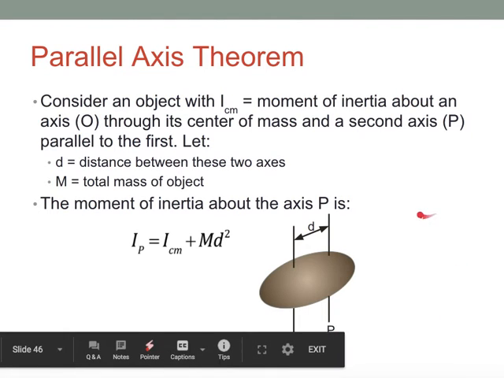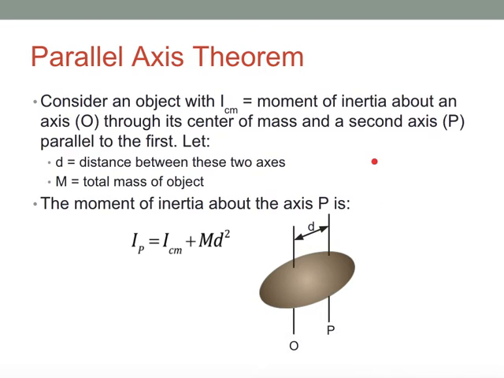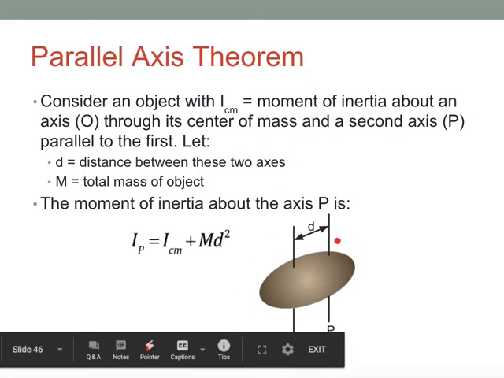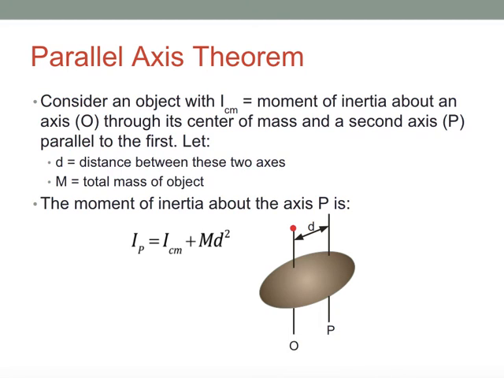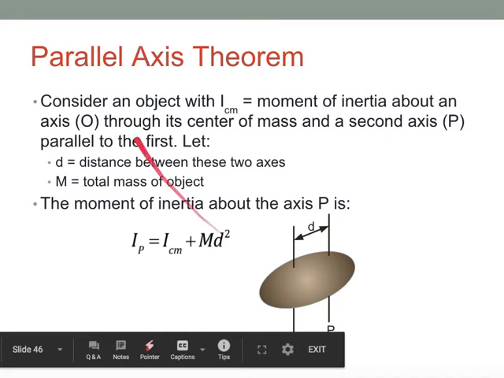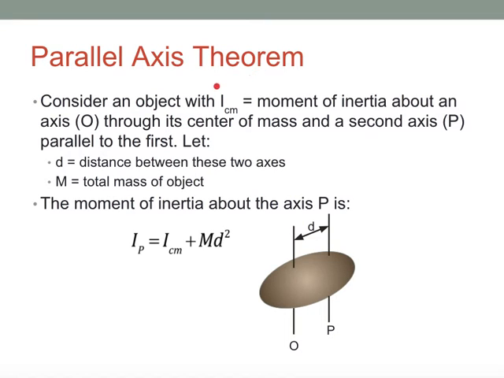Now, I'm not going to prove these theorems. The theorems are stated in the textbook, and they do give a brief proof of them. But the first one I'm going to go over is known as the parallel axis theorem. Parallel axis theorem says, take some bizarre object, and let's say somehow we know its moment of inertia about an axis that goes through its center of mass. So the axis O right here goes through the center of mass of the object, and we'll say we know its moment of inertia about that axis through its center of mass.